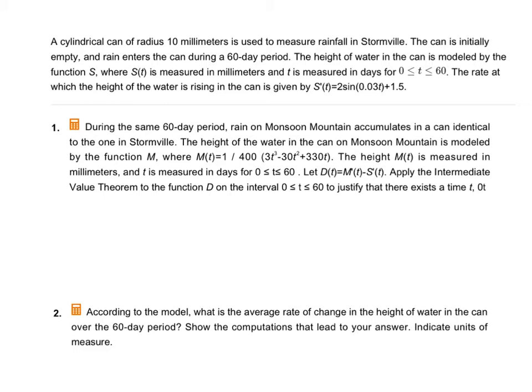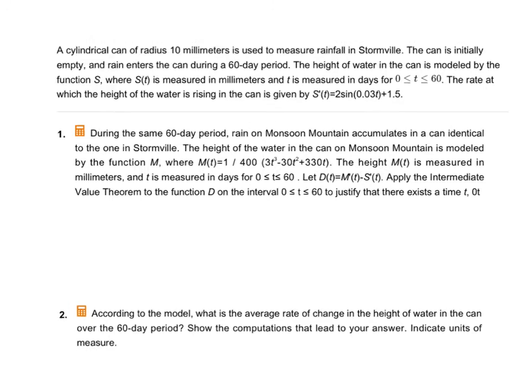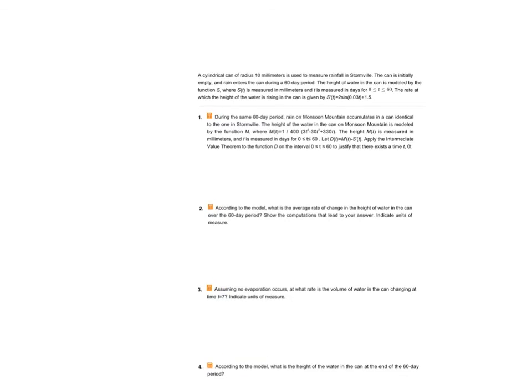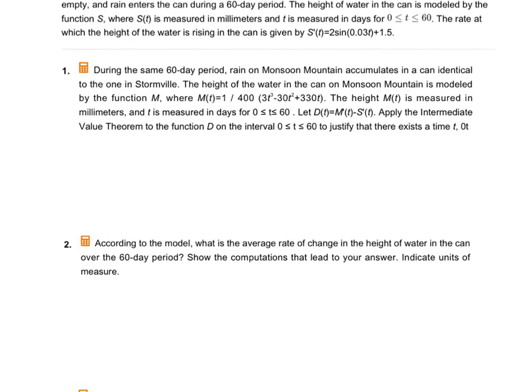Okay, during the same 60-day period, rain in Monsoon Mountain accumulates in an identical can to the one in Stormville. Oh, whoops, sorry. The height of the water in the can on Monsoon Mountain is modeled by the function m, where m equals that. Okay, the height m of t is measured in millimeters, and t is measured in days between 0 and 60.